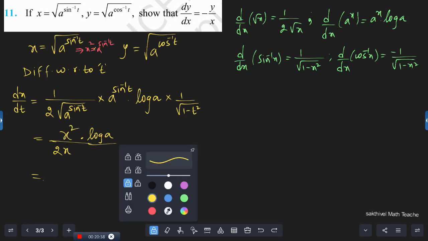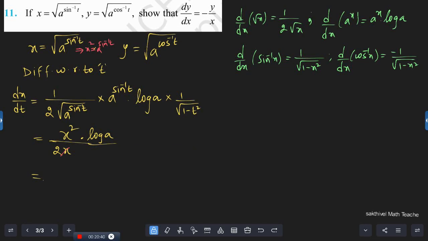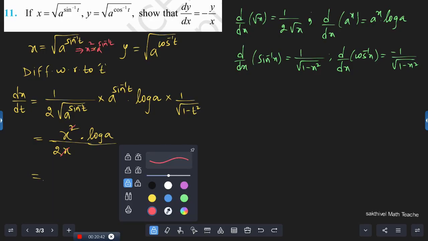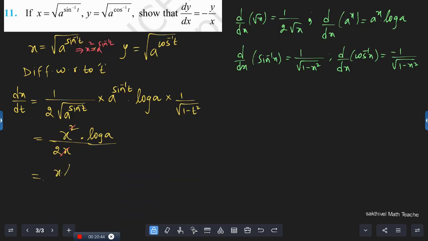Now you can notice what? 1x, 1x cancel. So what is my answer then? X log a divided by 2. That's it. This is dx divided by dt. Let it be the answer.